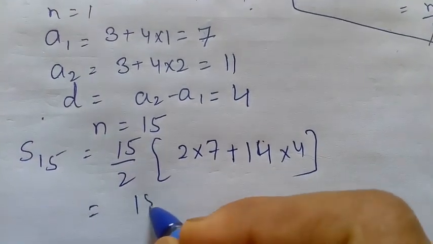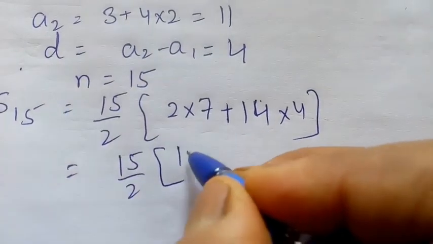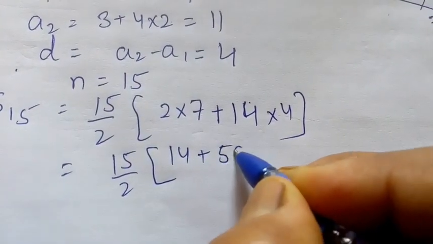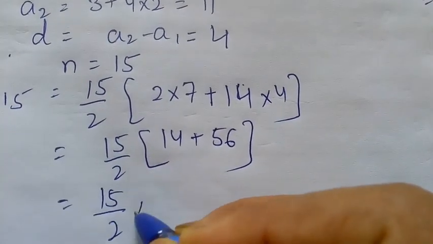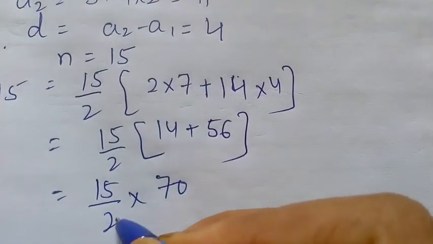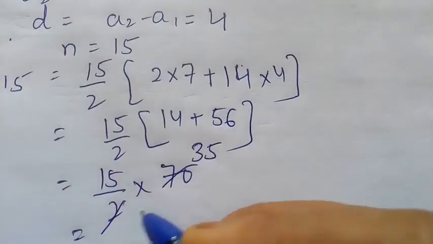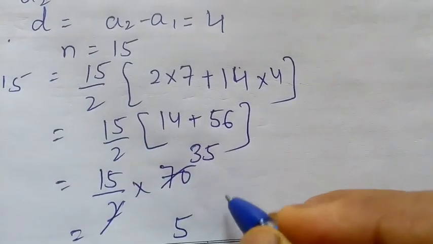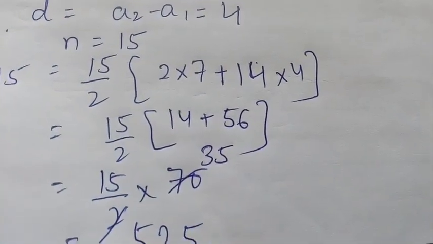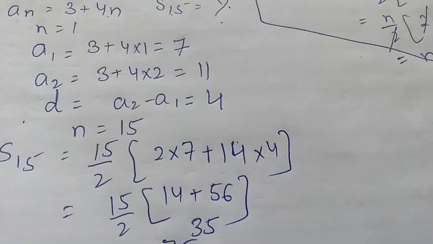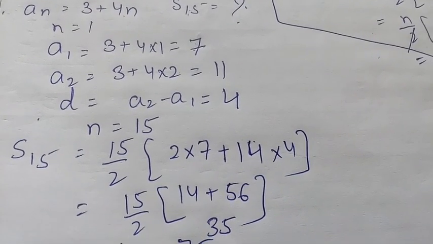Then the answer is 15 by 2 into (14 plus 14 fours are 56), 15 by 2 into 70, into 35. 35 into 15, 15 fives are 75, so 525. Sum of the 15 terms is 525. Second part of question number 10, you can solve yourself, same process.